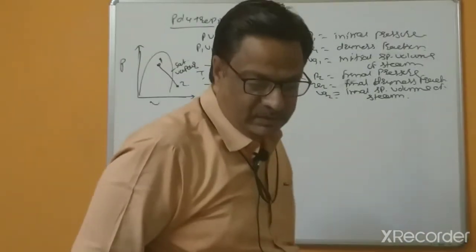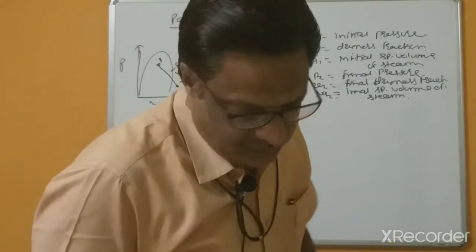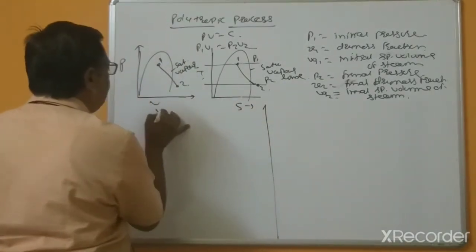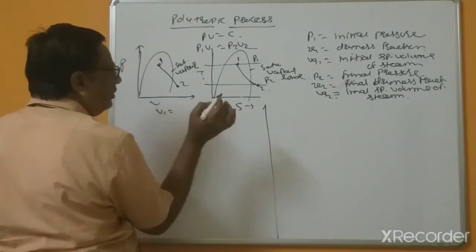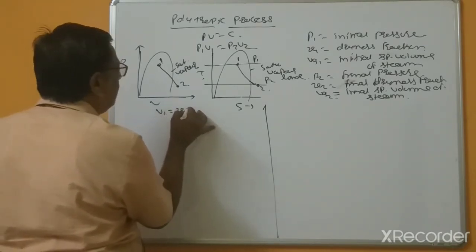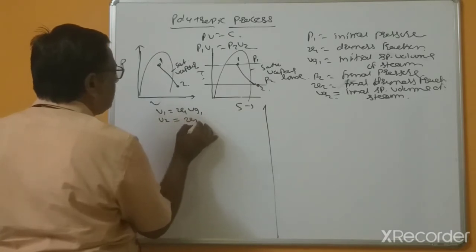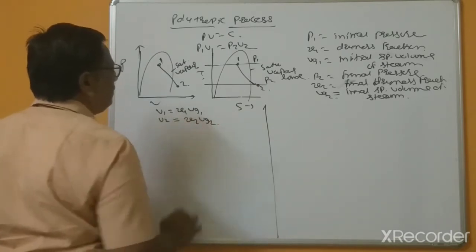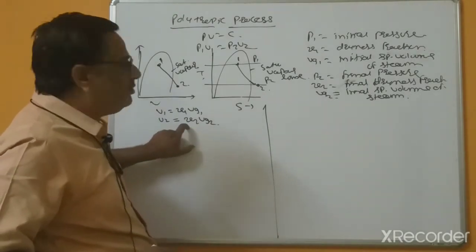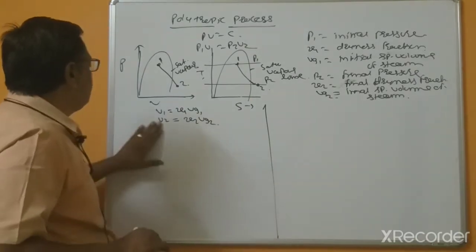This is clear? So in this case, V1 equal to X1 into Vg1 and V2 equal to X2 into Vg2. So this depends on the dryness fraction. If this is in the wet condition, we will get X2 equal to.